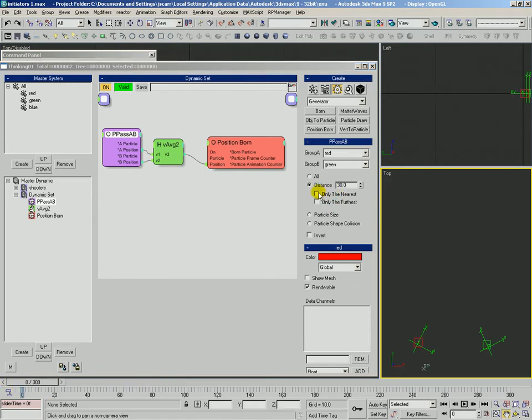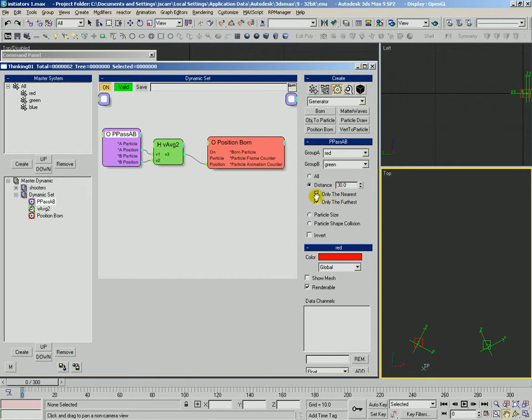Then we have another option. We have only the nearest. And what this means is, let's say red finds 50 green particles nearby, and we want to detect, okay, so red's within 30 units of 50 greens. If we say only the nearest, then only the nearest green is going to be outputted. That one red is going to be outputted, and then only the nearest green is going to be outputted. So that's how that works.